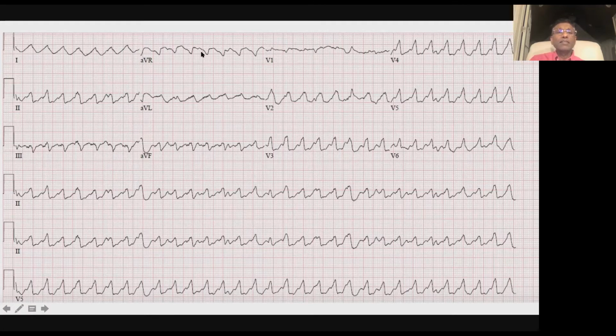Here's another criteria, and this was written by a fellow that I knew in Indiana. He was from Hungary, Andras Vereckei, a brilliant criteria, the Vereckei aVR criteria. If you look in aVR, if you have a gradual downslope, like this, then this is ventricular tachycardia. If you don't have a sharp downslope, if you have a gradual downslope, this is VT.